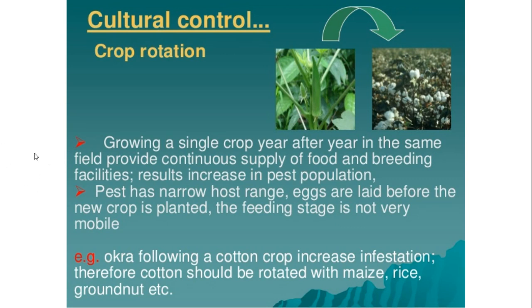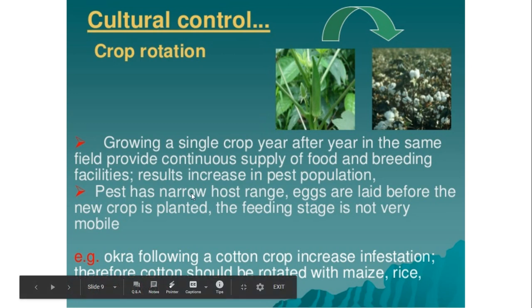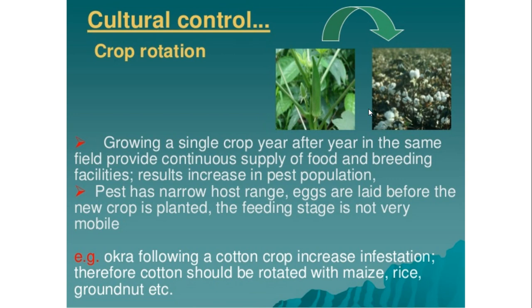Growing a single crop year after year in the same field provides a continuous supply of food and breeding facilities for a crop pest. This results in an increased pest population. Now, generally, pests have a narrow host range, meaning they like one or two plants or a few plants, and the eggs are laid before the new crop is planted. Then basically the pest has ready access to that crop.